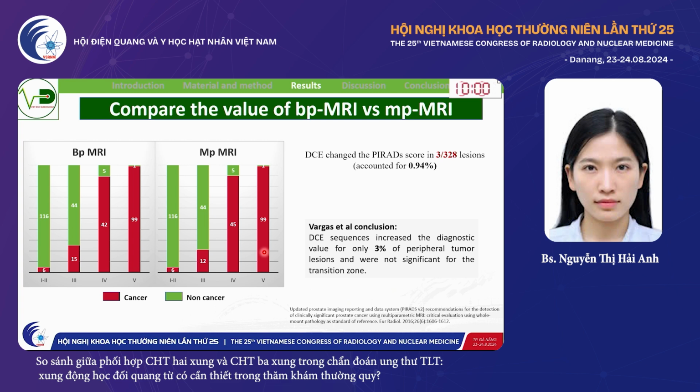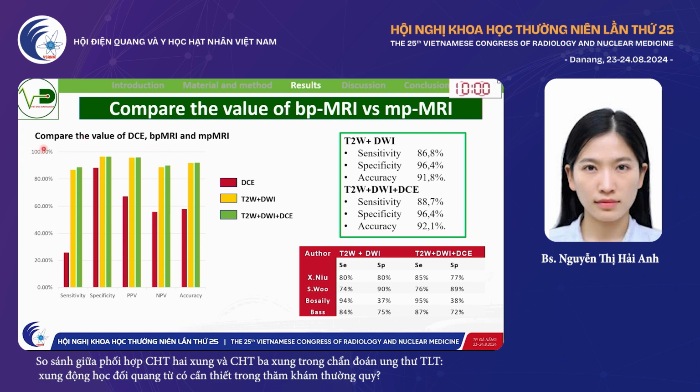In comparison of each stage of MRI, we found that DCE only changed the PI-RADS score in 3 of 328 lesions. That means it accounted for less than 1%. This is quite similar to the conclusion of Vargas that the DCE sequence increased the diagnostic value for only 3% of peripheral tumor lesions and was not significant for the transition zone.